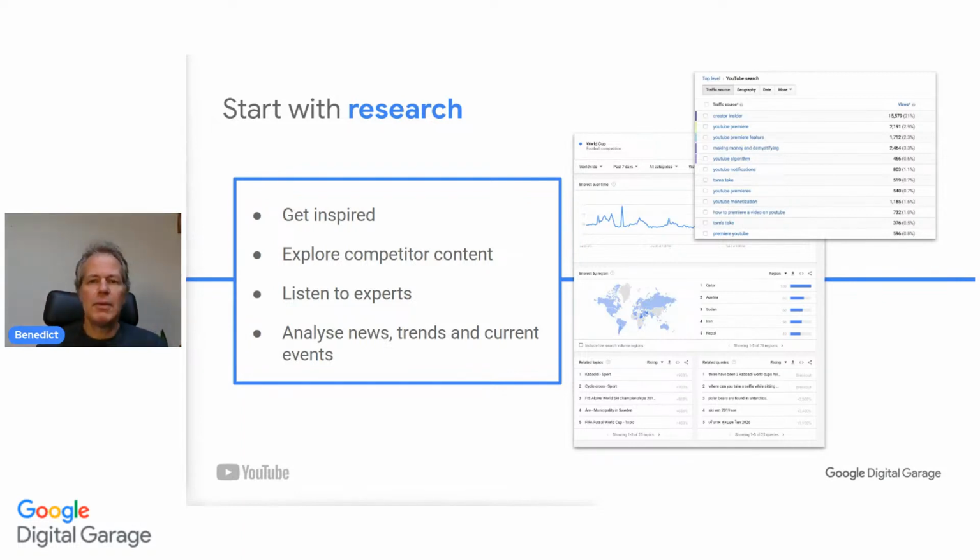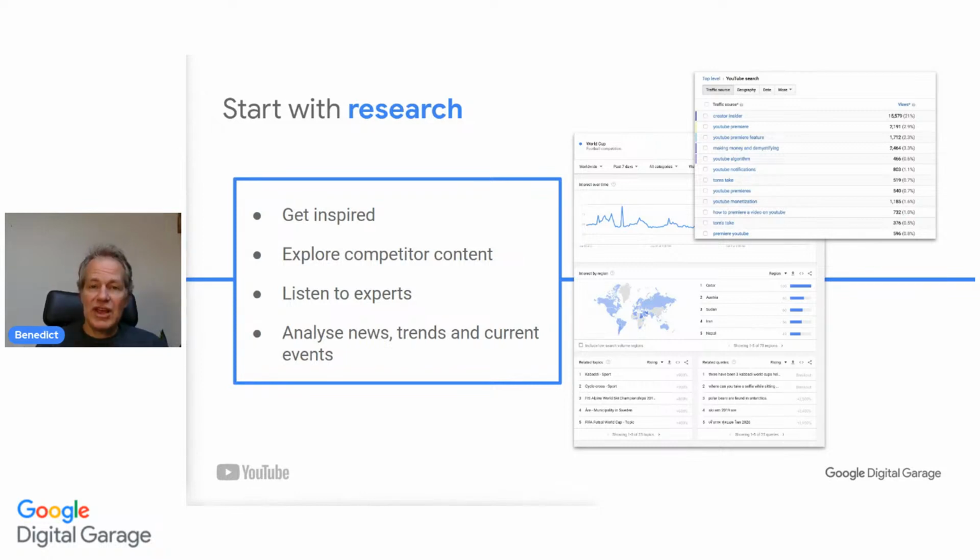Now, for example, a channel may notice that search traffic around unboxing tends to spike every year in the months of November and December. Now, knowing this, the channel could get ahead of the trend by shooting and editing a few unboxing videos in October, scheduling them for release just as the search traffic really spikes.